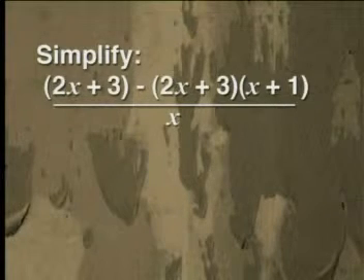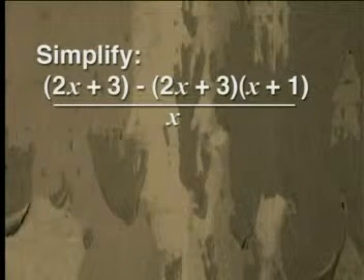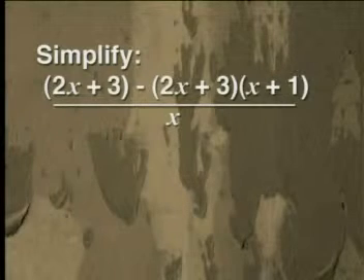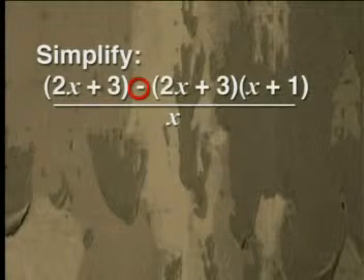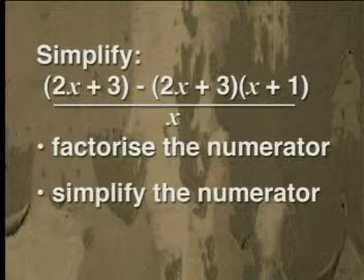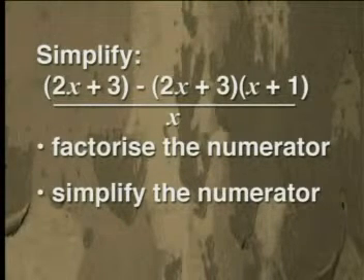Here is our fourth example. Simplify 2x plus 3 minus 2x plus 3 multiplied by x plus 1, all divided by x. What do we have to do here? Can we cancel the fraction? What do you notice in the numerator? Well, the numerator includes terms, not factors. See, there is a minus sign separating the terms. We have to factorize the numerator by taking out the common bracket, and then simplify the numerator to see if we can cancel further.